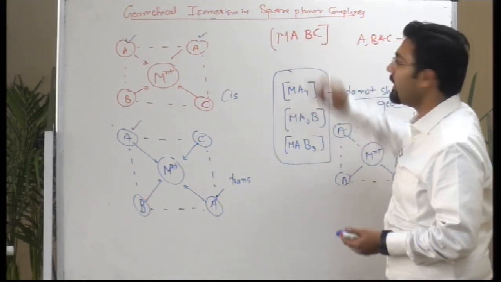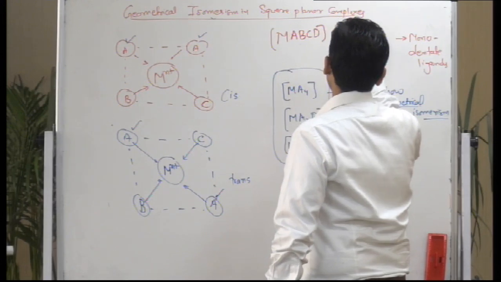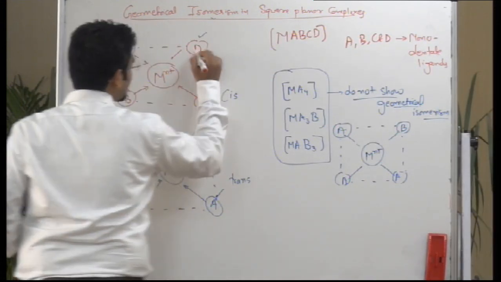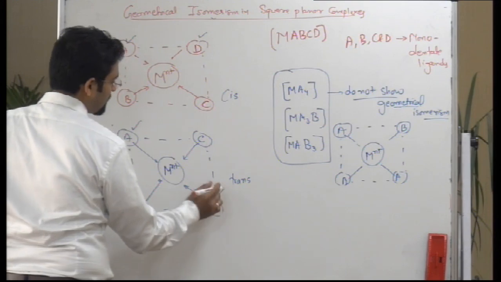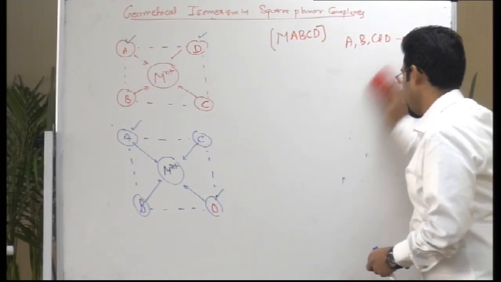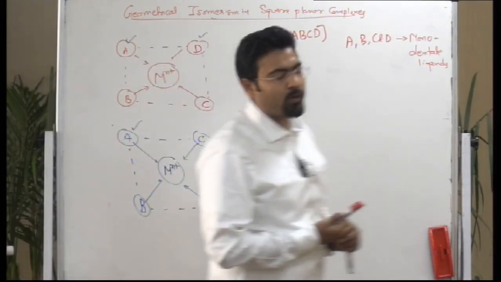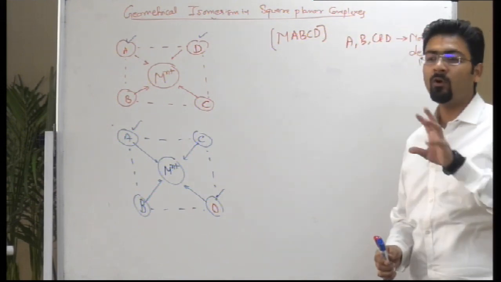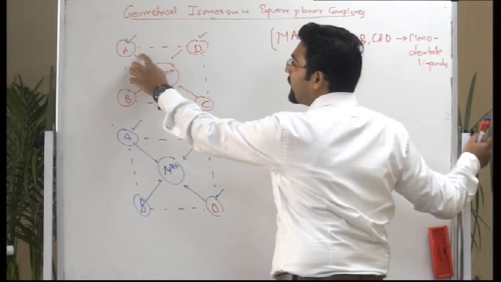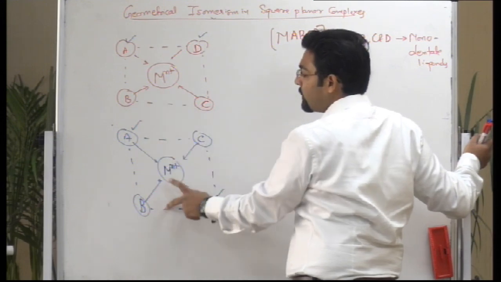Now if I change this A with D, which means that A, B, C and D, four monodentate ligands are there, all of them are different. Will this show geometrical isomerism? Yes, because all the four of them are different and will be taking different positions. For example, let's take the case of A and D. So here A and D are at adjacent position, here A and D are on opposite positions. B and C are at adjacent position, B and C are opposite positions.